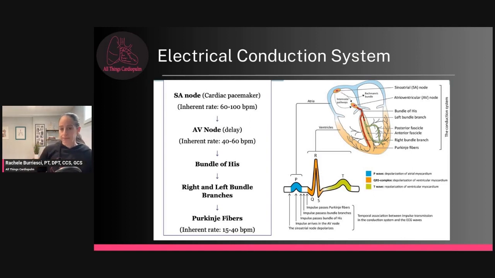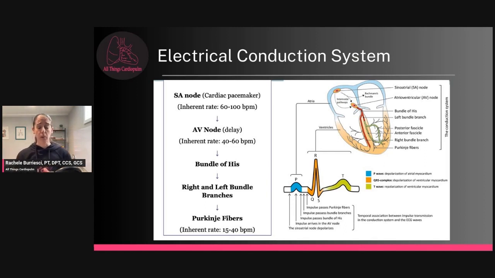Okay, so a recap. We have the SA node, which is in our upper right atrium, the most right superior aspect of the right atrium. It's considered the cardiac pacemaker because it's where the action potential exists, and it has an inherent rate of 60 to 100 beats per minute, which is the fastest rate of depolarization along the pathway. We go from the SA node to the AV node via the Bachmann bundle, which spreads the signal to both atria, and the internodal tracts to the AV node.